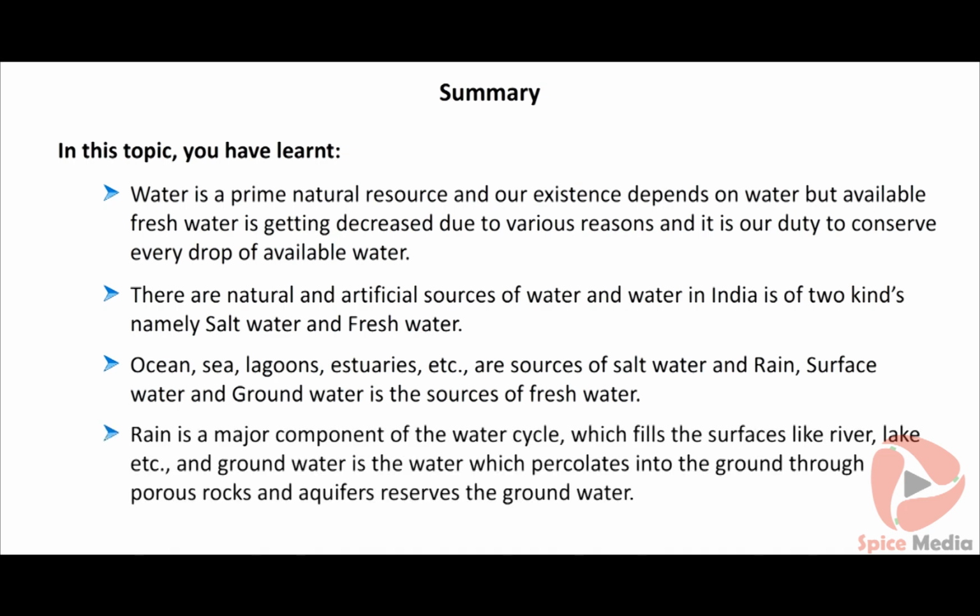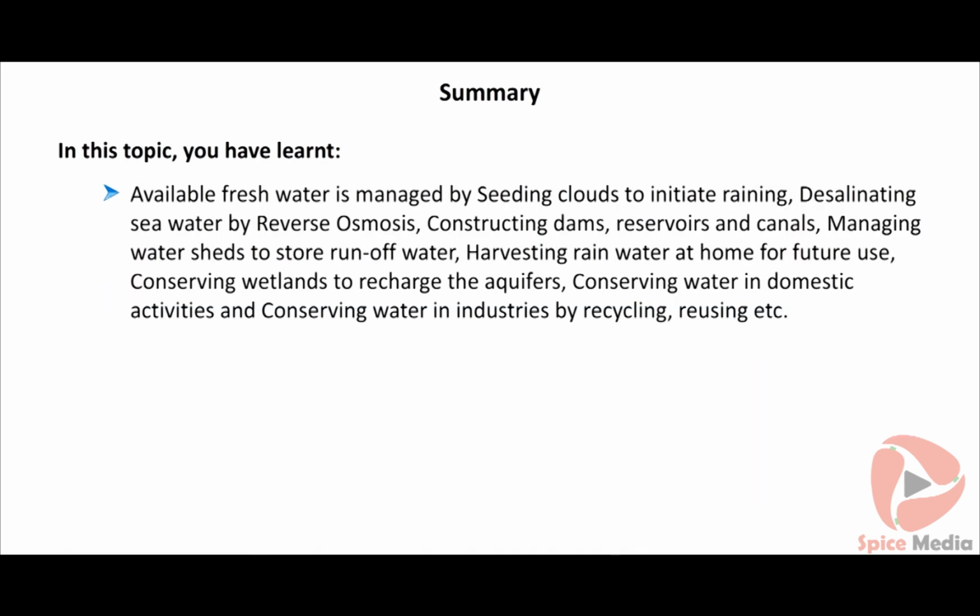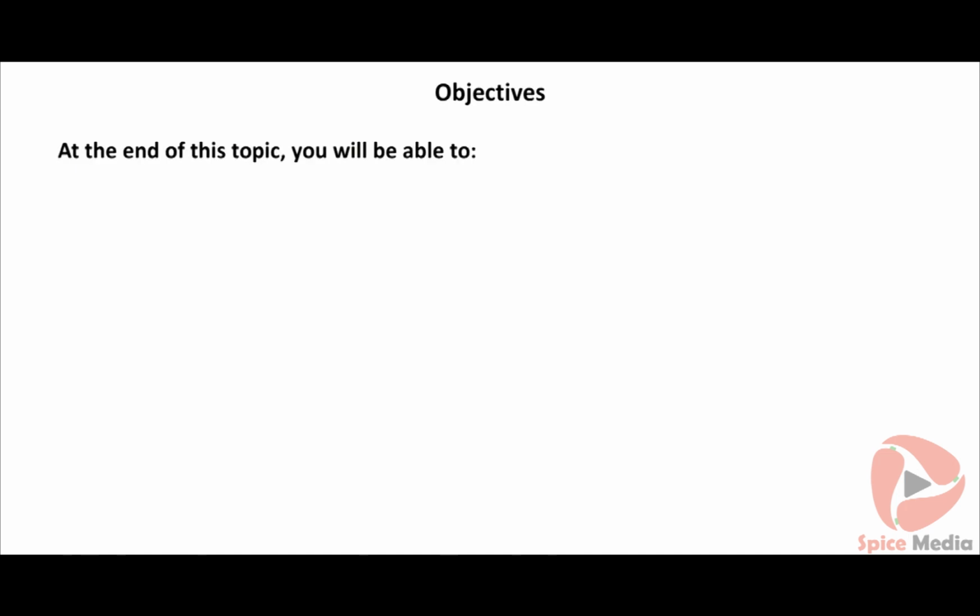Rain is a major component of the water cycle which fills the surfaces like rivers, lakes, etc. And groundwater is the water which percolates into the ground through porous rocks, and aquifers reserve the groundwater. Available fresh water is managed by seeding clouds to initiate raining, desalinating seawater by reverse osmosis, constructing dams, reservoirs and canals, managing watersheds to store runoff water, harvesting rainwater at home for future use, conserving wetlands to recharge the aquifers, conserving water in domestic activities, and conserving water in industries by recycling, reusing, etc.